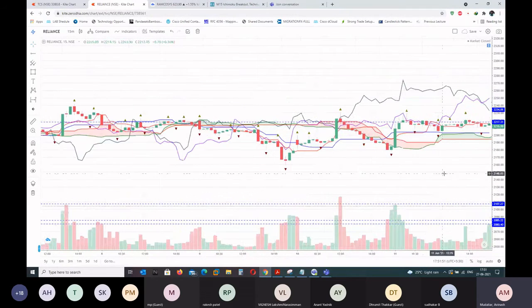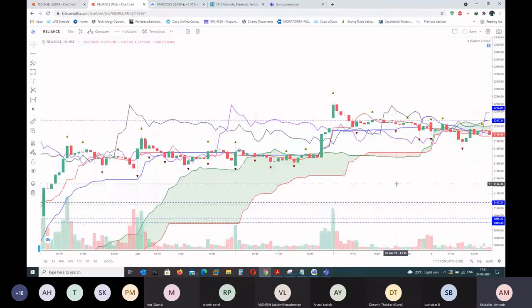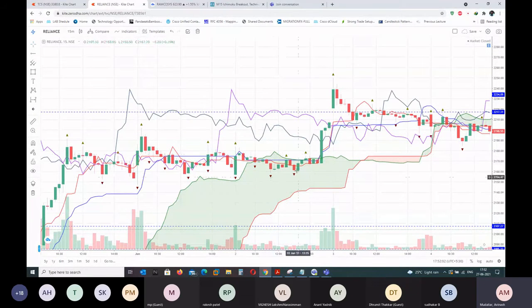So when you see a crossover happening inside the cloud, anywhere inside the cloud, let me find an example. Very difficult. For example, this one. You can see the bearish crossover is here, and this is inside this big cloud. Okay, so this means it's a neutral crossover.